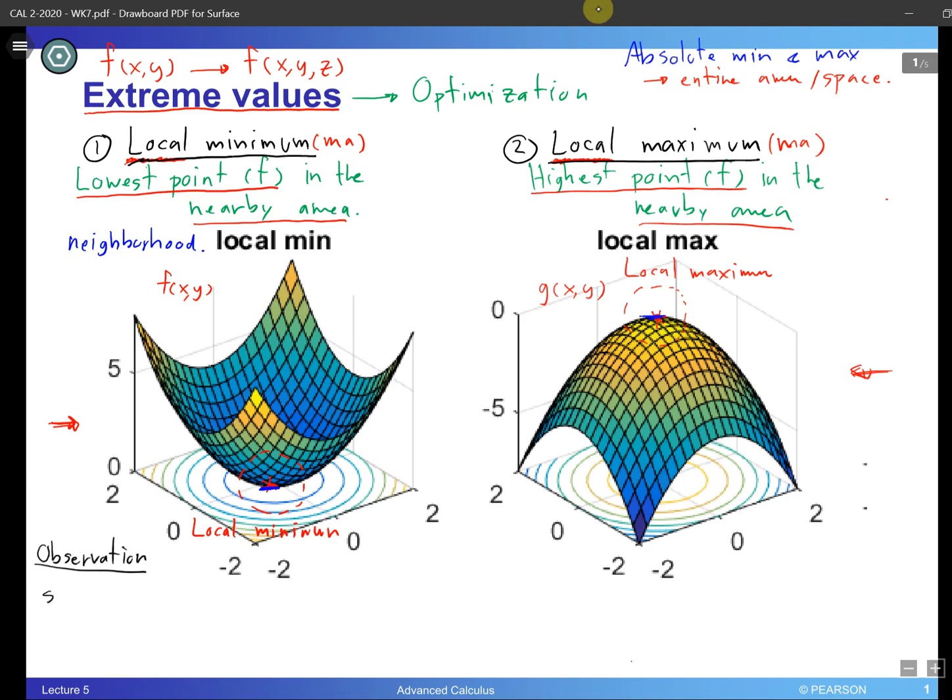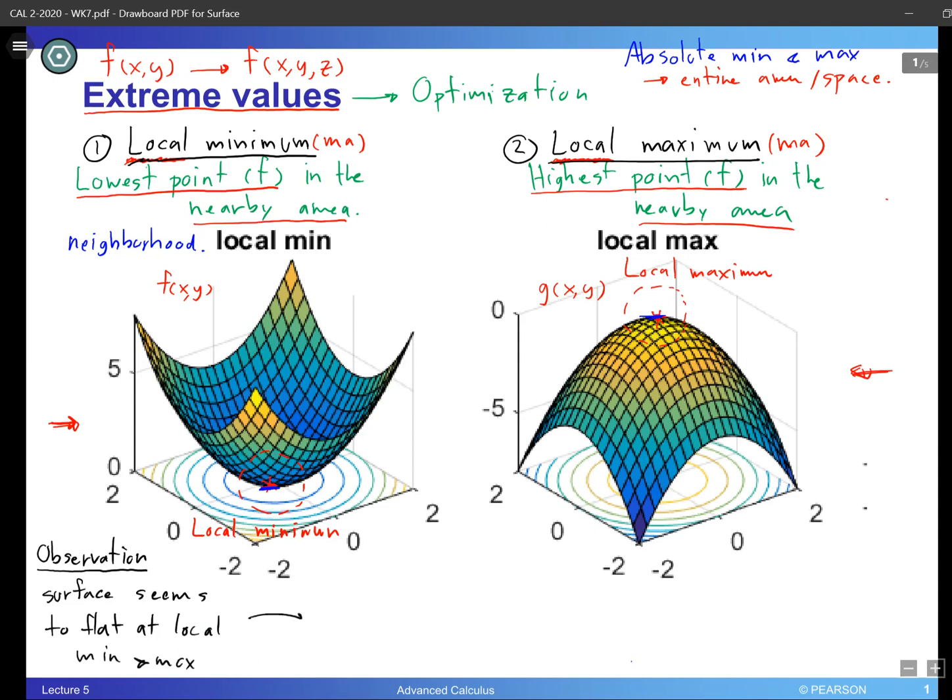Okay, let me fix that. I don't like it. A little bit crooked. So observation. So we see that the surface seems to be flat at these points. Surface seems to be flat at these local minimum and local maximum, at local min and max.